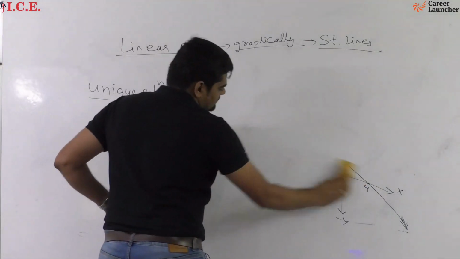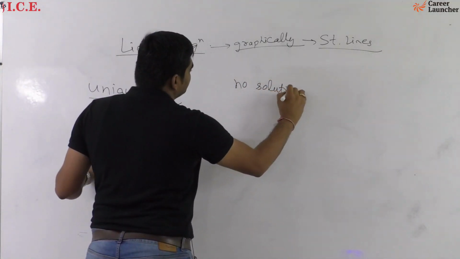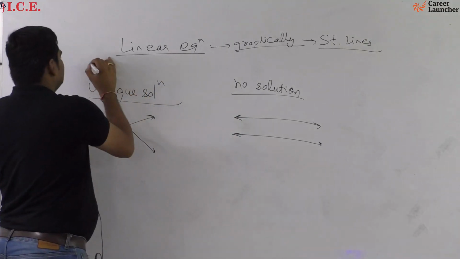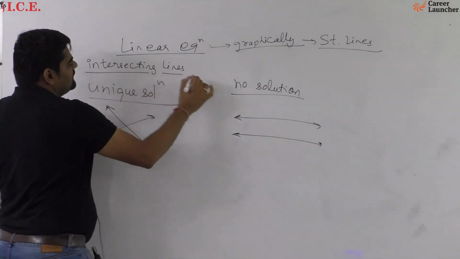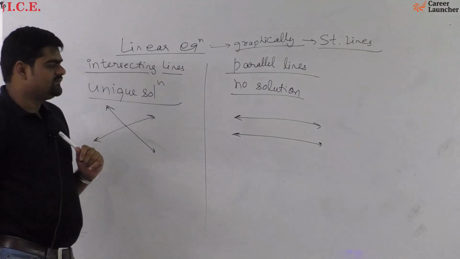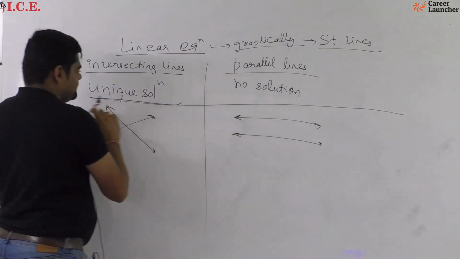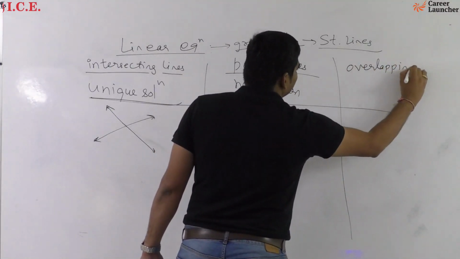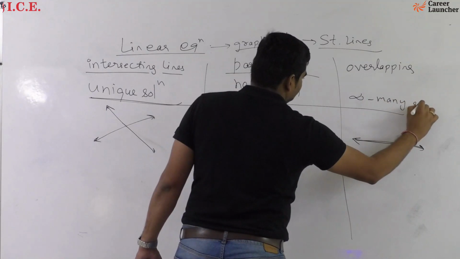another set of lines which I said are parallel lines, right? So with parallel lines, I have no solution. Solution means whether they are intersecting or not, and parallel lines never intersect each other, right? So this is the case when we are saying they are intersecting lines, and these are basically parallel lines. There will be no solution, right? And the third one I said was overlapping lines, where the lines are overlapping each other. So can I say there will be infinitely many solutions, right?